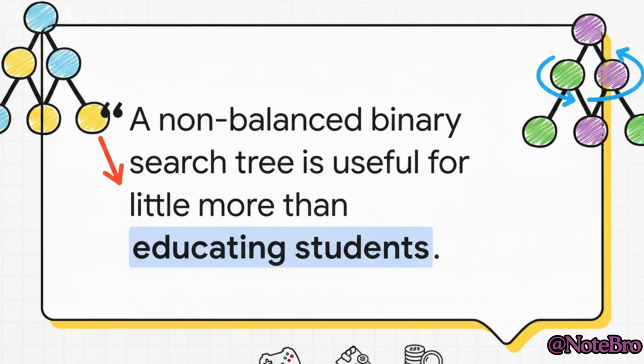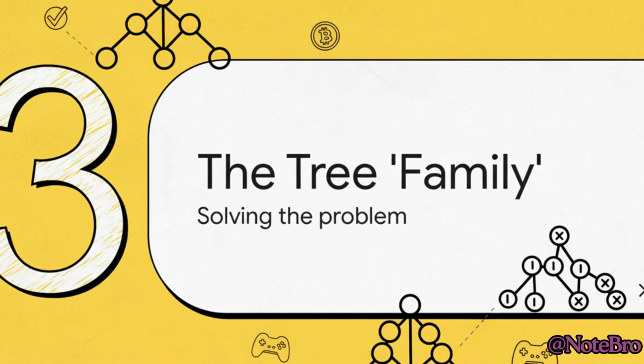And look, this isn't just some academic thought experiment. As one person on Stack Overflow put it, pretty bluntly I might add, a non-balanced binary search tree is actually useful for little more than educating students. Ouch. Okay, so if the basic version is so easy to break, how on earth are we using it for everything from Bitcoin to our operating systems?